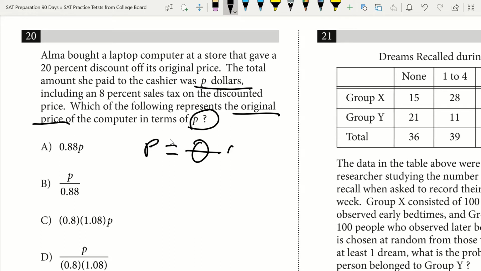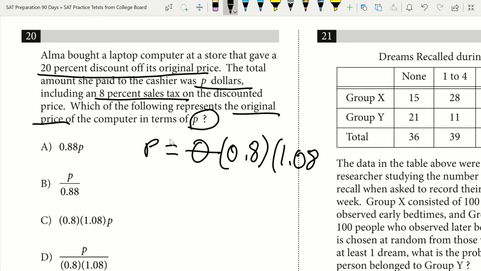Well, our original price has to get multiplied by 0.8, since we have a 20% discount off its original price. So by multiplying by 0.8, we're taking that 20% discount off. The next thing we see is we have an 8% sales tax. So that means we have to multiply by 1.08, because that 8% sales tax means we have to pay the full price represented by this 1 plus that 8%. So that's going to be that 1.08.